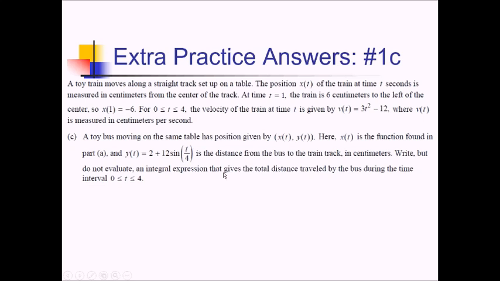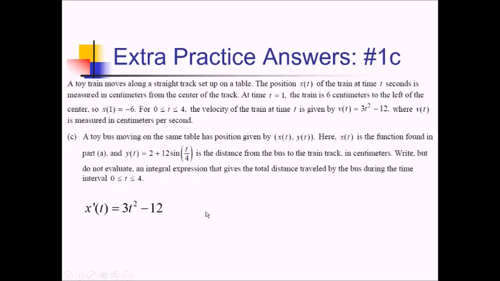Okay, well, let's go ahead and get x prime. They said that x of t was the function that we just figured out in part A. Well, that function came from taking the antiderivative of this velocity formula here. So that means that x prime is actually just going to be this velocity formula from part A. So x prime is just going to be 3t squared minus 12.